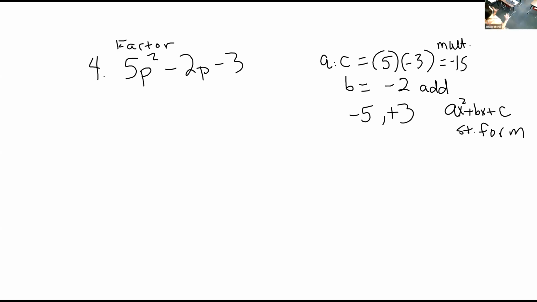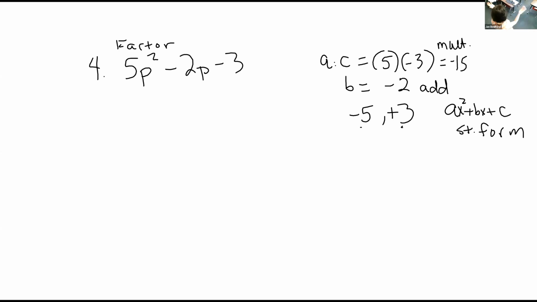Now, what should I do just to double check and make sure I really get this right? If I multiply these 2 together, do I get -15? Yes. If I add these 2 together, do I get -2? That means I have the right pair. Now, here's the tricky part. What do I do with that pair? That is exactly right. He said we got to plug it in for B. We're going to replace B and make it 2 terms instead of 1 term.